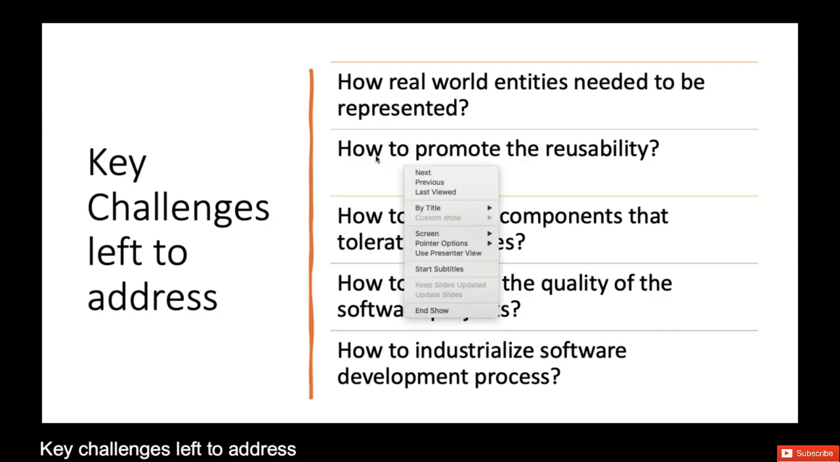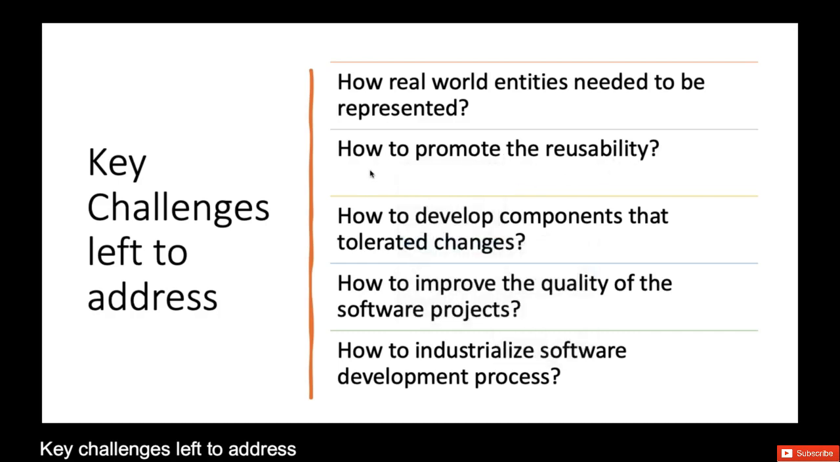The next challenge they had was how to promote reusability. They were confused about creating programs in such a way that these programs can be reused in other programs. Suppose they are creating something for a hospital management system, and the same program can be reused somewhere else, for example in an aeronautical management system. That will be called a reusable program. So the programmers were confused how to promote the reusability of programs.